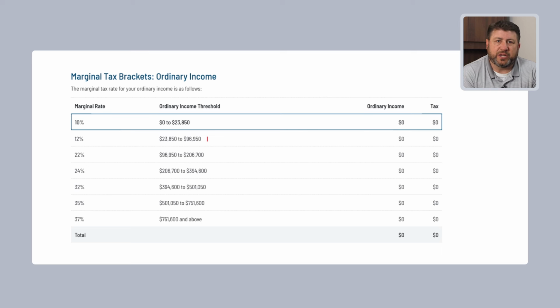Taxable income below $96,950 for 2025 is taxed at 12%, and taxable income above $96,950 is taxed at 22%. That's a substantial increase. In some cases, it might make sense to take advantage of the 12% bracket before we jump to the 22% bracket.